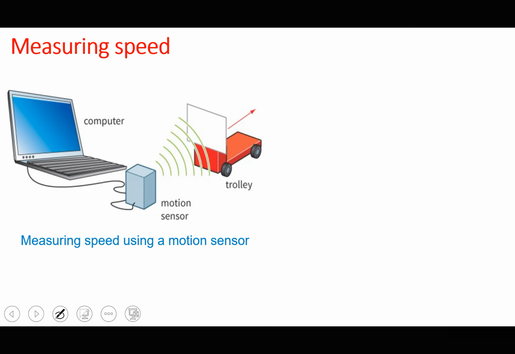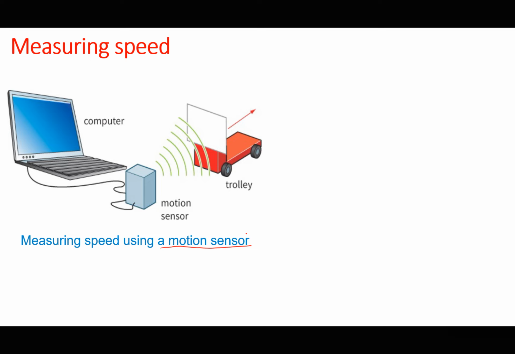Let's also talk about a method which uses what we call a motion sensor. A motion sensor must be connected to our computer or a data logger so that the data logger can process and determine the speed of a moving object. The object in this case must move towards something which senses.